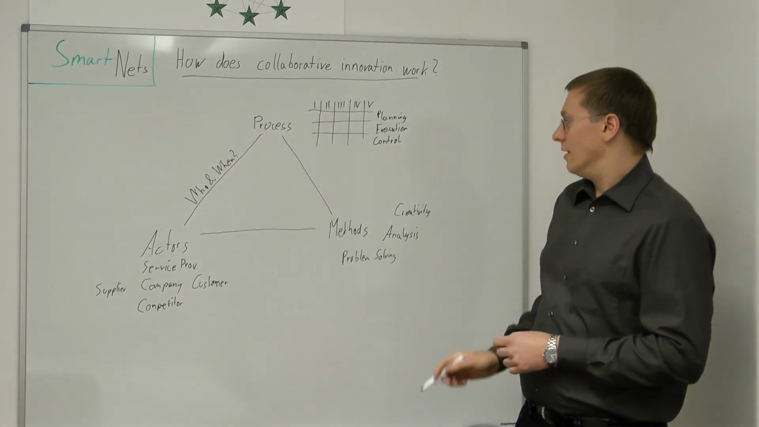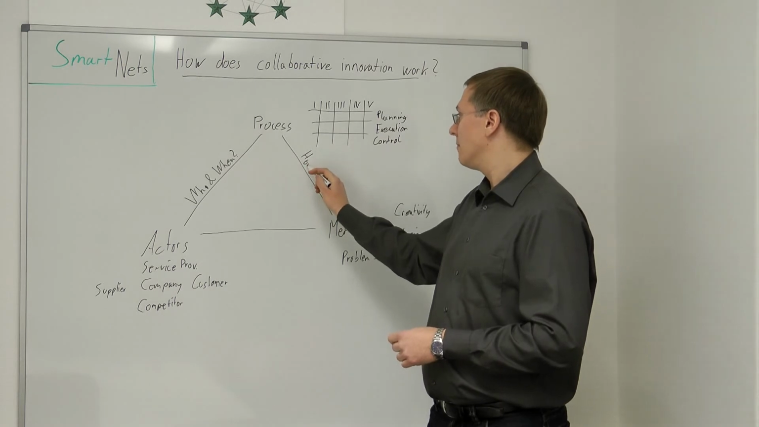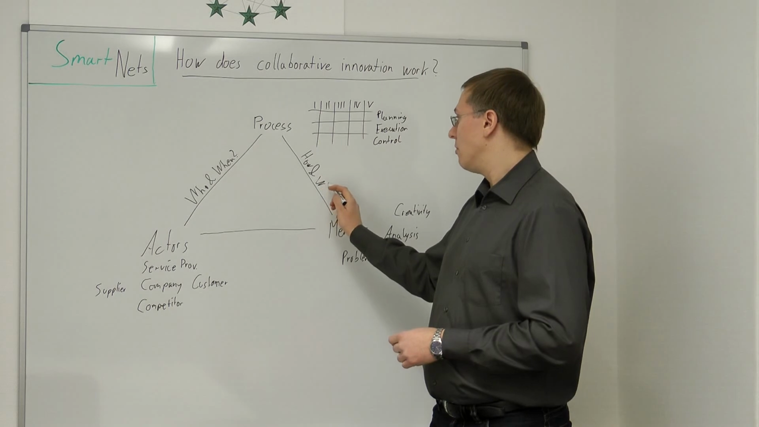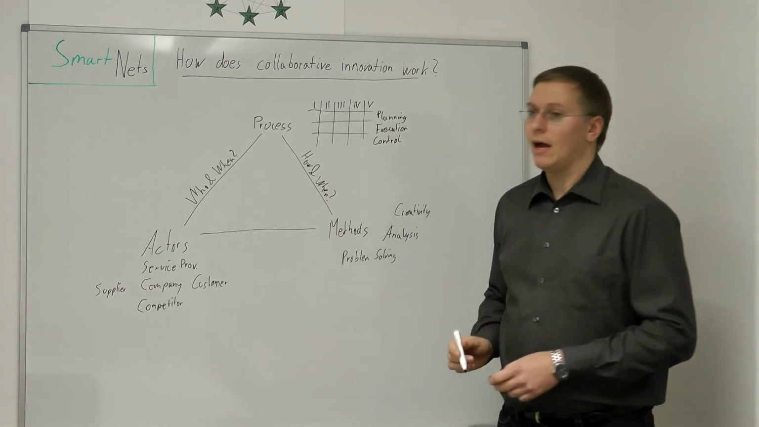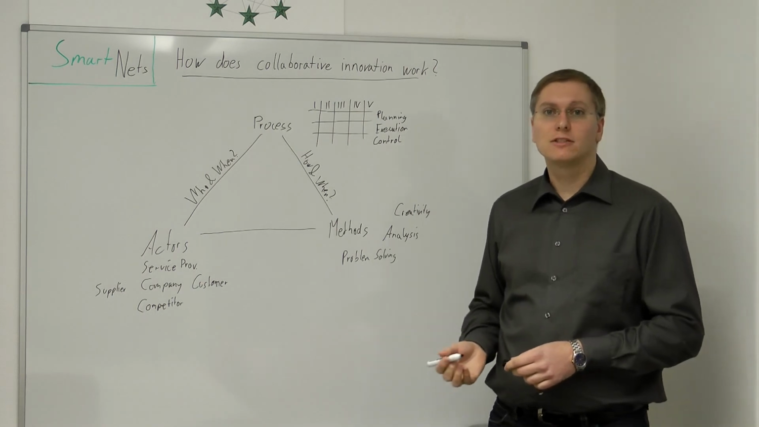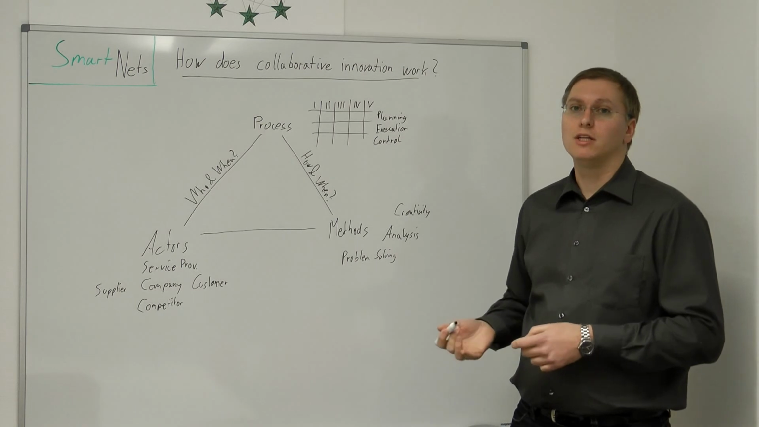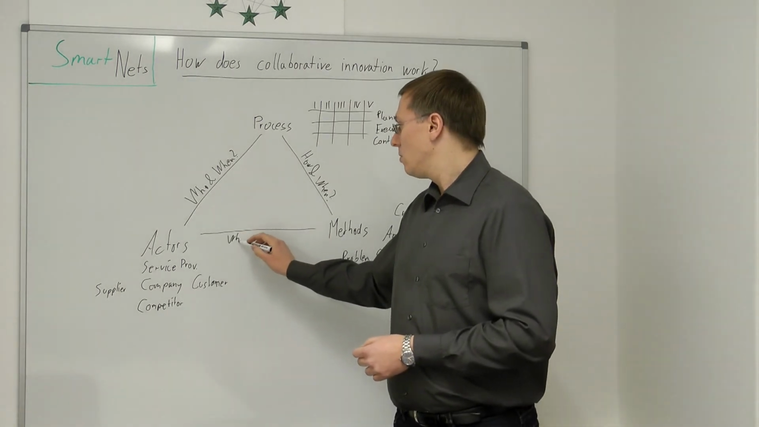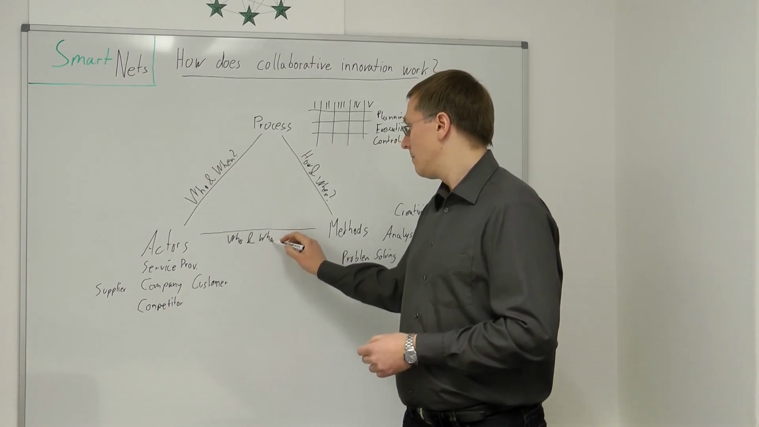The same for the methods. We're asking how can we do or support some things, and we're asking when in the process is this appropriate. There is also the connection between the actors and the methods, asking really who should I involve at which point of time for doing what. So we put here who and what.